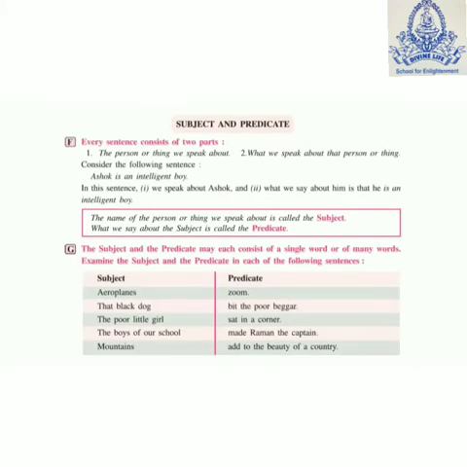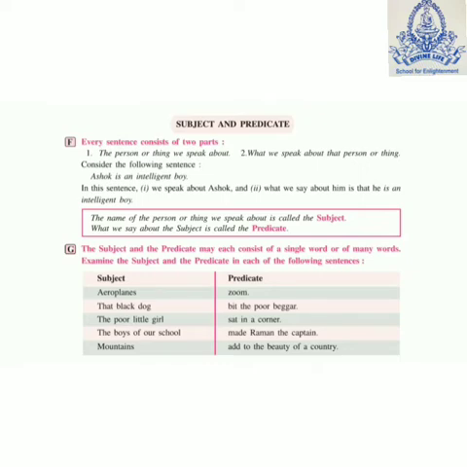Subject and predicate. Now do you know what is subject and predicate? In a sentence, there are subject and predicate that make a complete sentence. Every sentence consists of two parts. The person or thing we speak about is the subject. What we say about that person or thing is the predicate.